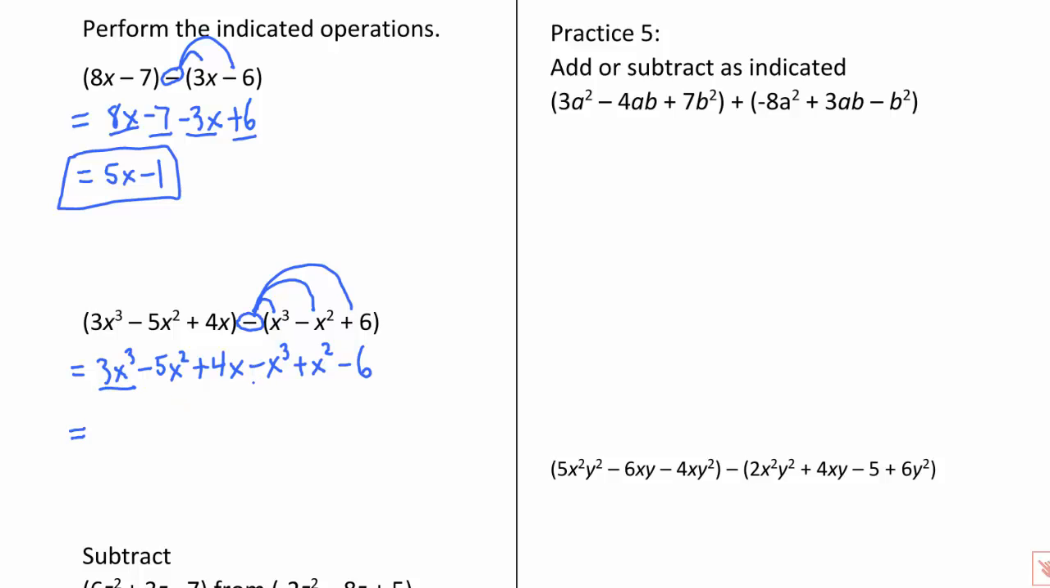3x cubed, negative x cubed. Those two are like terms, so that gives us 3 minus 1, which is 2x cubed. Now we have minus 5x squared plus x squared. Negative 5 plus 1 is negative 4x squared. Then we have the 4x, but I don't have an x with this, so I just rewrite the 4x. And then the last term is minus 6.